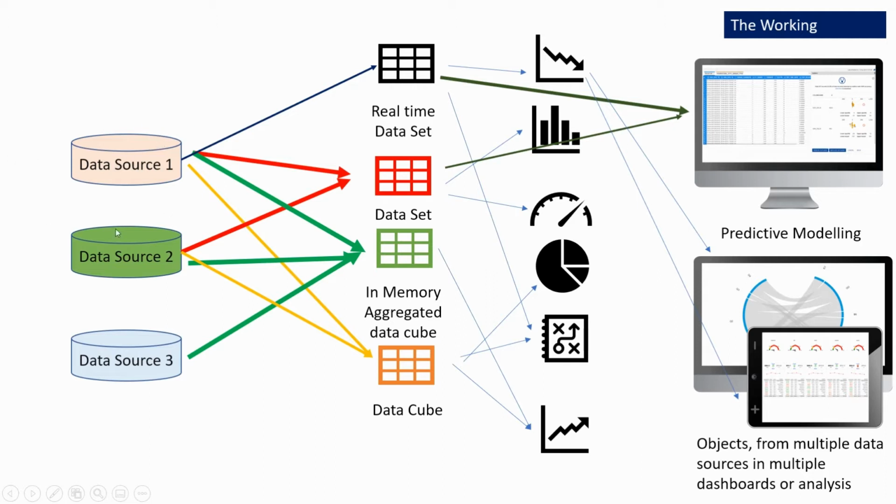So here, these are the data sources. So they could be a text file, one could be an RDBMS, one could be an Excel file. You can use data from each of these sources and make data sets. From these data sets, you can make different objects using one or multiple data sets. And from each of these objects can go into predictive modeling, as well as you can use it to create objects which can be used in multiple dashboards.